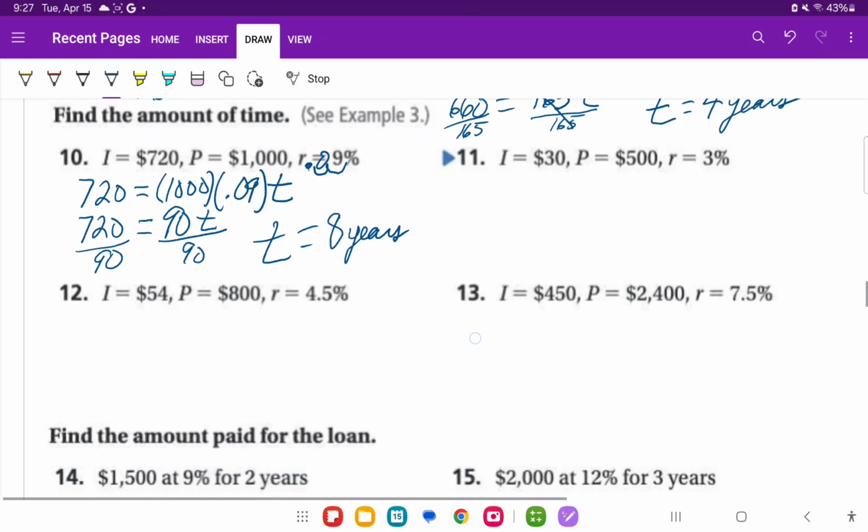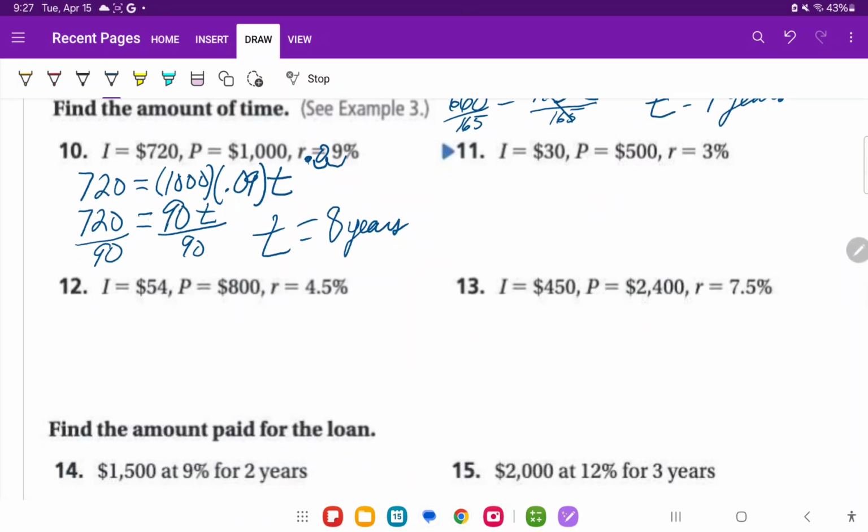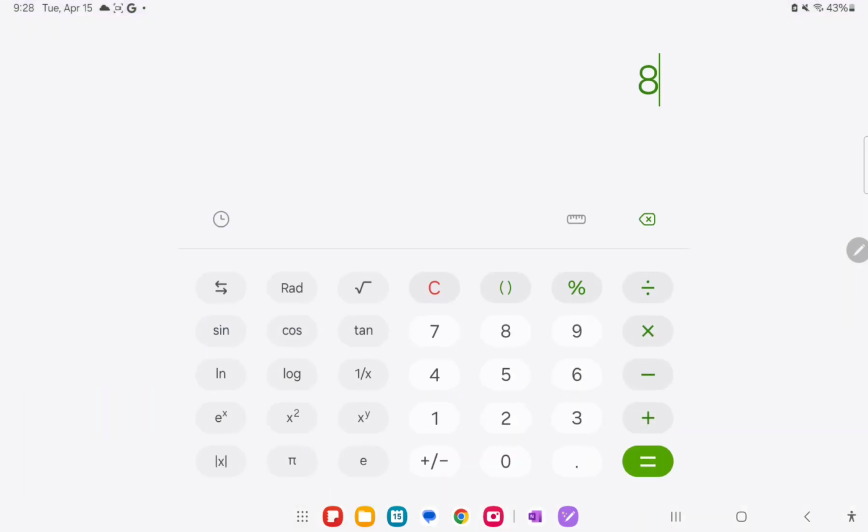All right, then let's do number 12. I equals P. Now the rate, here's our decimal, 1, 2. So we'll have to add a 0. 0.054 times t. So we need to multiply that together, so bring down your 54. 800 times 0.054.